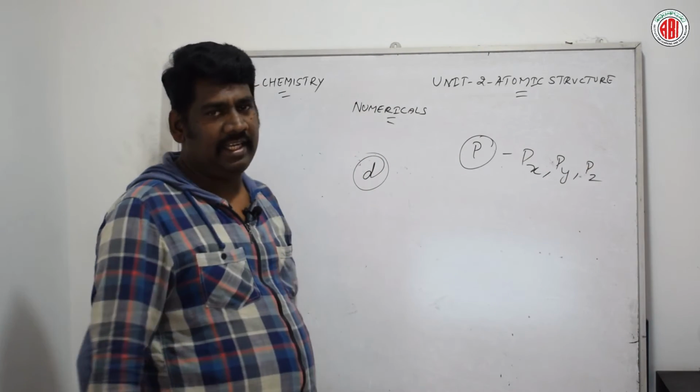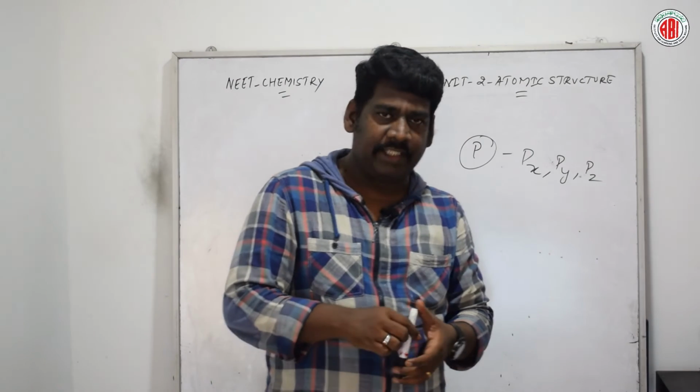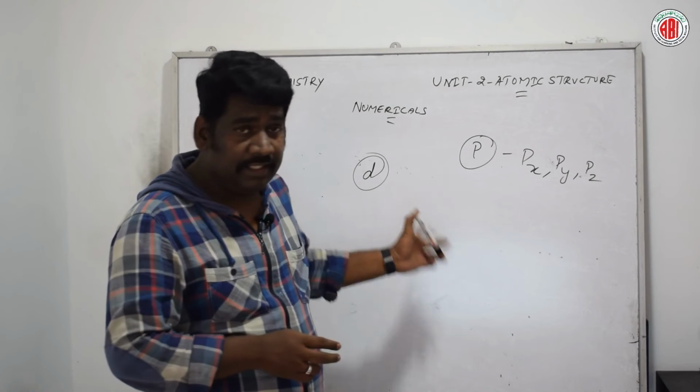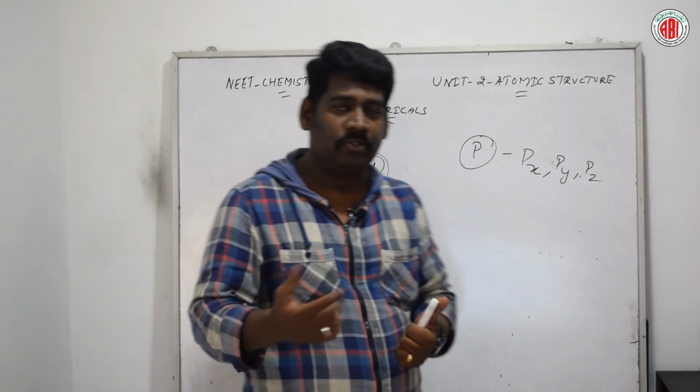So all these three are having the same energy. So it is said to be what? Degenerate orbital. So according to this particular question, option D is the right answer. Now let us go for the next question.